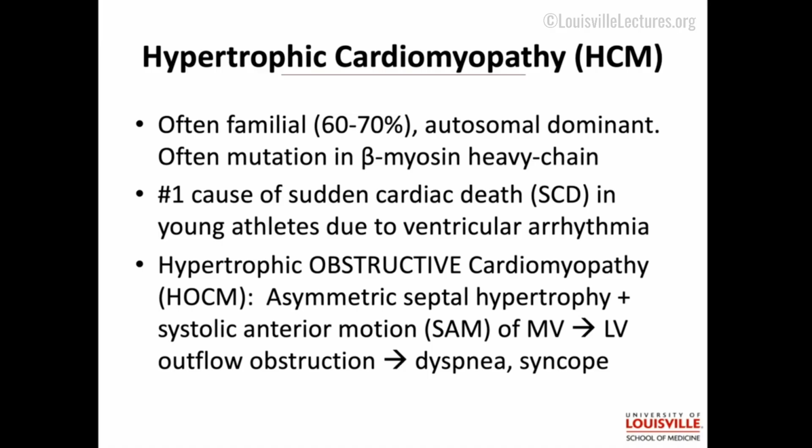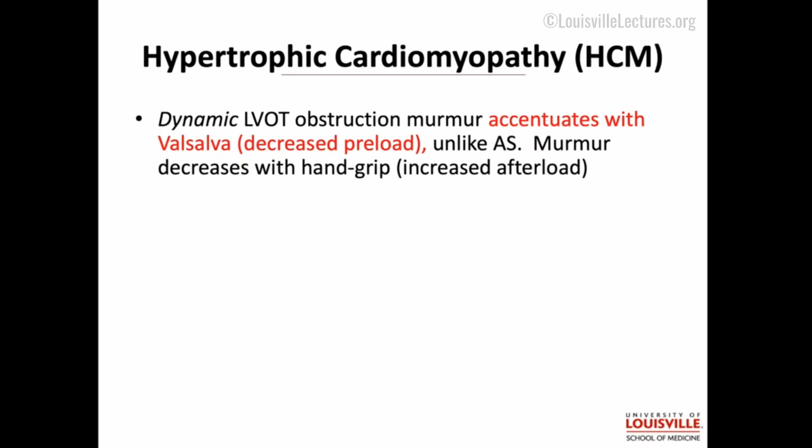When it transitions from being hypertrophic cardiomyopathy to obstructive, that's when we have the asymmetric septal hypertrophy and the mitral valve anterior leaflet is getting pulled in towards the septum during systole, causing even more of a dynamic outflow obstruction, so the blood can't get out through the LV, and that's what leads to your symptoms of dyspnea and syncope.